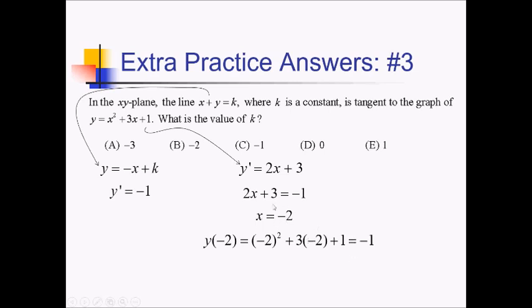Plugging negative 2 for x and negative 1 for y into this tangent line equation now, we see that k has a value of -3. So that's choice A.